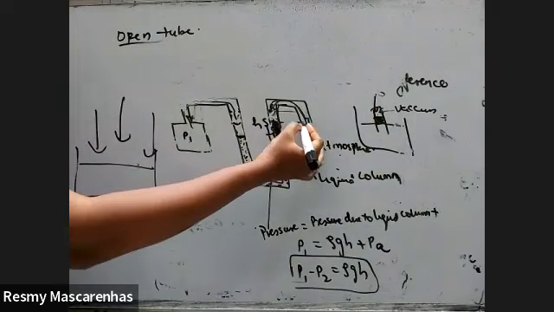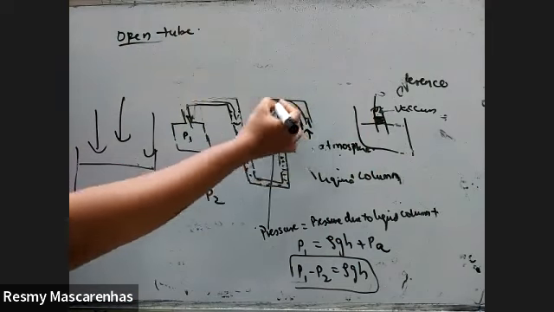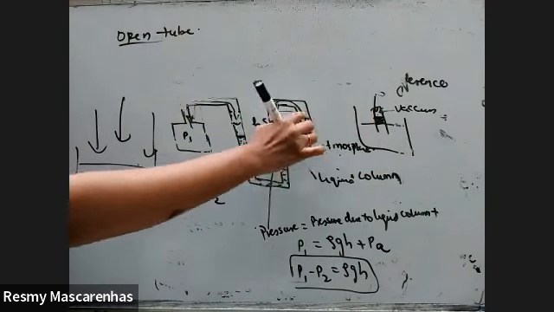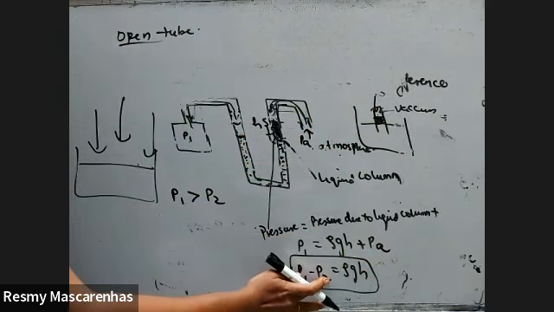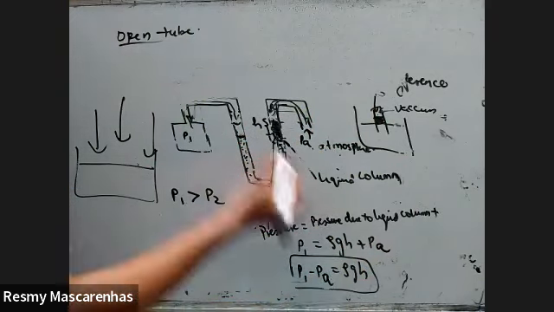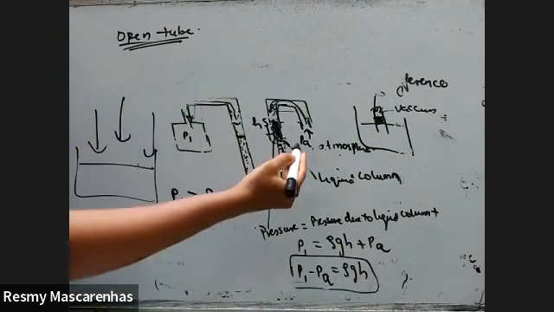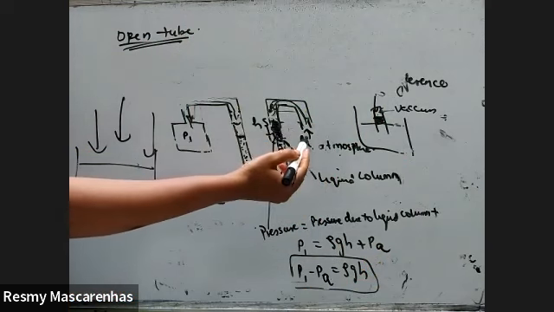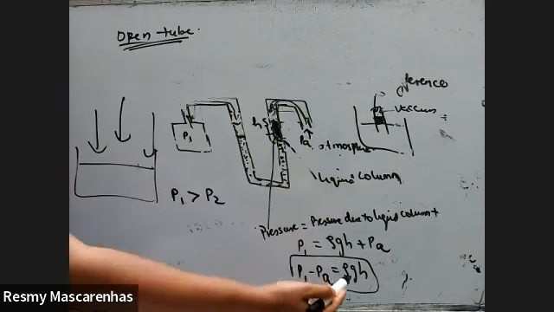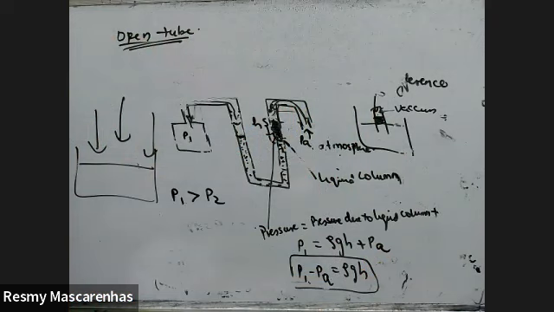Now whenever the tube is open, the only pressure which is coming is PA from the atmosphere. So the formula will only make a difference in that instead of this, it will be PA for an open tube. If it's a closed tube, then it will be P1 minus P2. If it's an open tube, the atmospheric pressure will come. This is the formula for an open tube manometer.